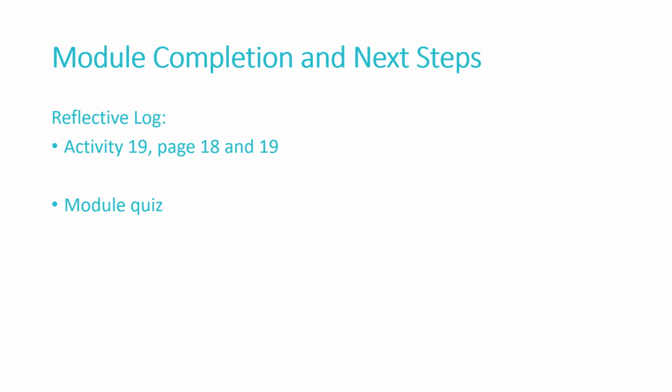At this stage, participants will now have worked through most of the module. Final tasks include completing page 19 of the reflective log. At the end of the module, participants will be required to complete the assessed quiz and score at least 70% in order to earn a digital badge.